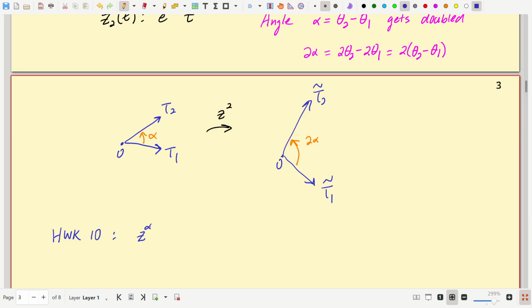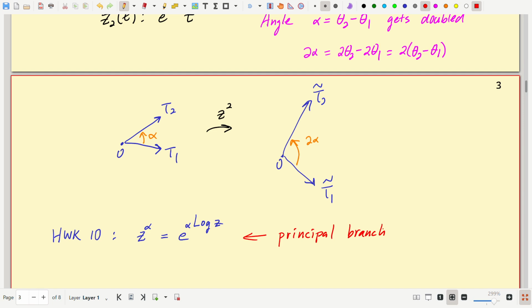I'll be using z to the alpha. It's going to stretch angles by an amount alpha when alpha is not an integer. So z to the alpha, when they write z to the alpha, they mean the principal branch of z to the alpha. So that would be e to the alpha times the principal branch of log. That's the principal branch. Anyway, that map expands angles by an amount alpha. Questions about that?